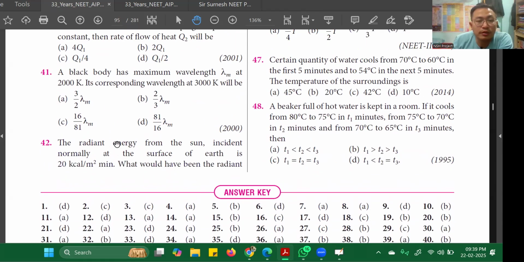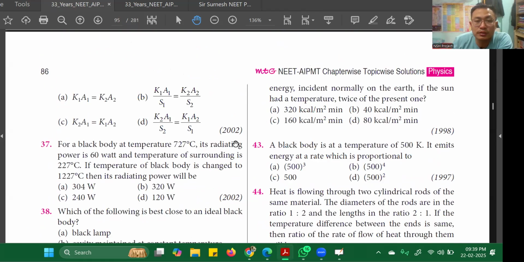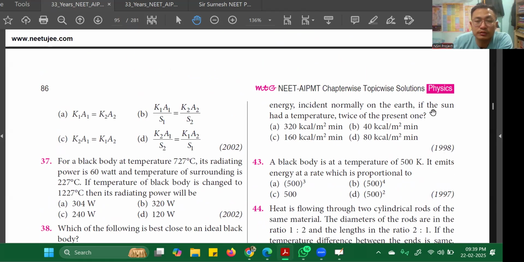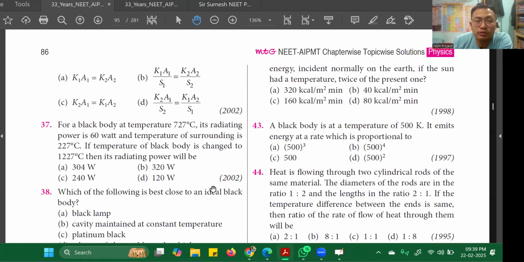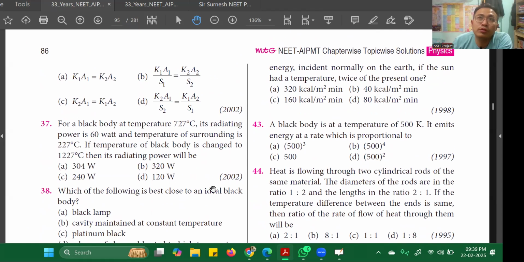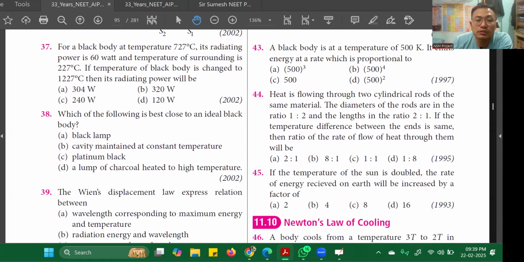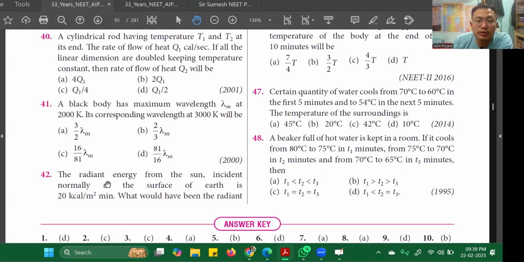Then question number 42. The radiant energy from the sun incident normally at the surface of Earth is this. What would have been the radiant energy incident normally on the Earth if the sun had a temperature twice the present value? 2 to the power 4 is 16, so 16 into 20, which is 320.